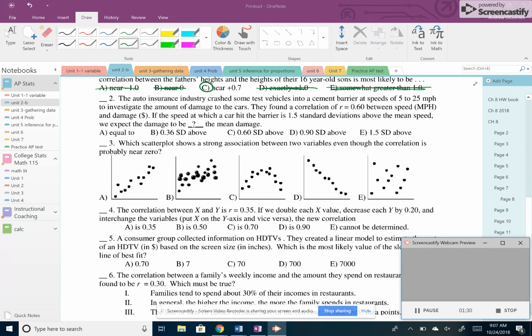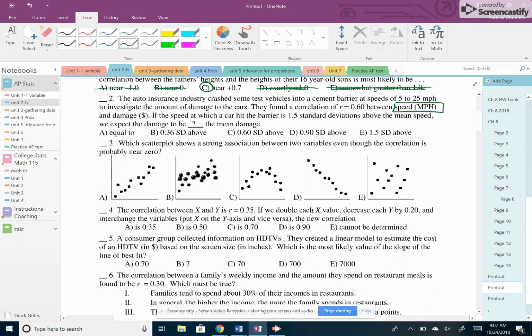So we're saying speed here as X and damage as Y. So the speed to be 1.5 standard deviations. So that's the z-score for our X variable, which means we'll use the equation: z for y predicted is correlation times zx. So 0.6 times the 1.5. Plug that in. I think we should get D, 0.90 standard deviations above.